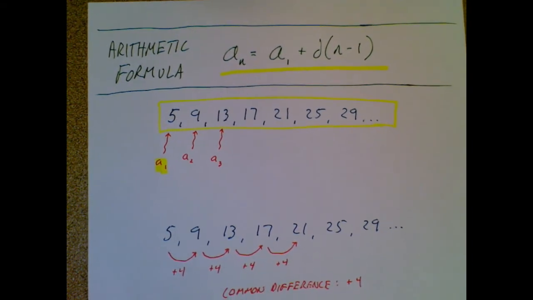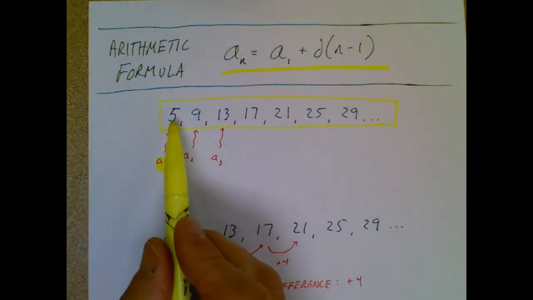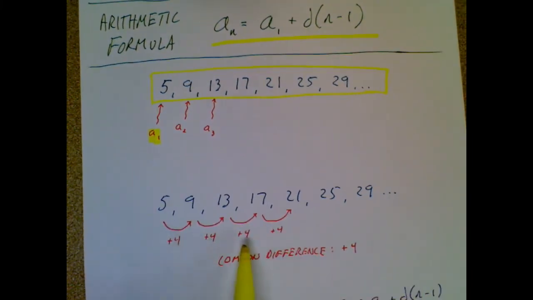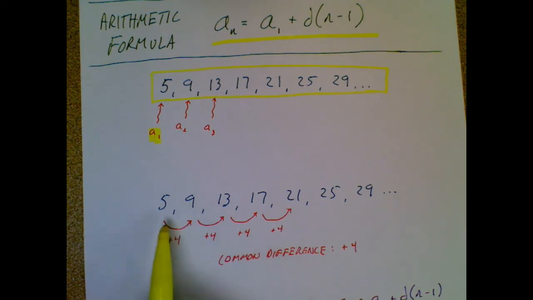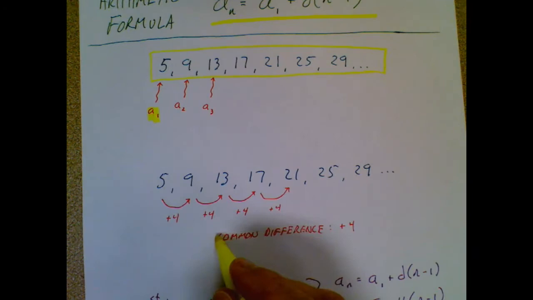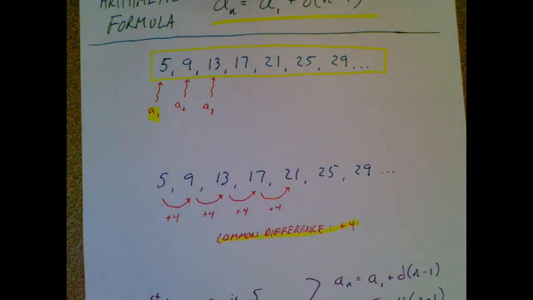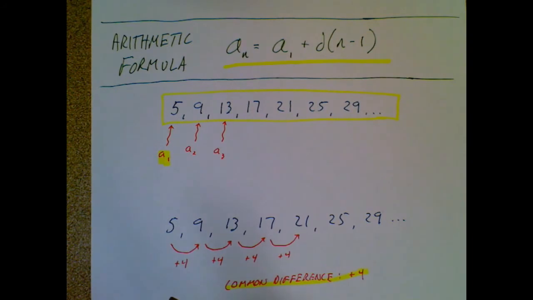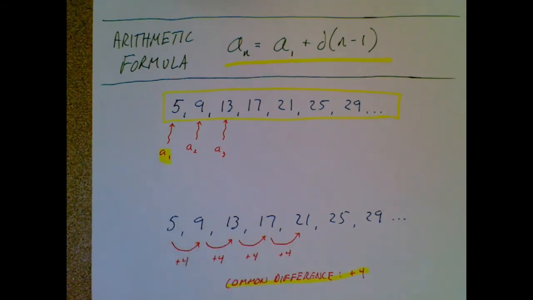You also notice as you're looking at this that there's a common difference. I go from 5 to 9 by adding 4. 9 to 13, 13 to 17. I keep adding 4. So in this case, there's a common difference of plus 4. Now, side note, if you have a sequence and the common difference does not exist, meaning you don't keep going up by 4 or down by 2, then that would not be an arithmetic sequence. Any sequence that wants to be proudly called an arithmetic sequence must have a consistent common difference.